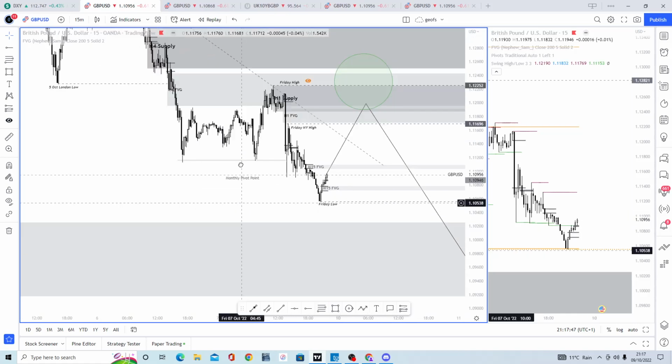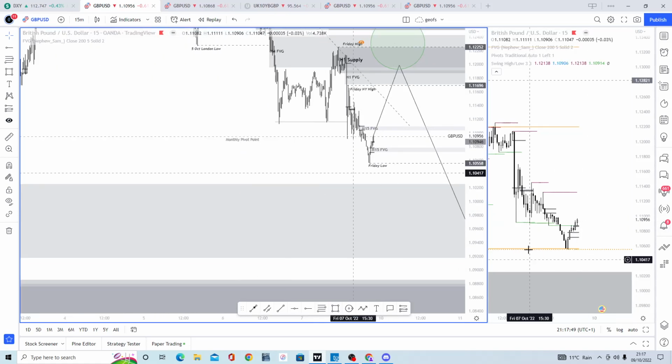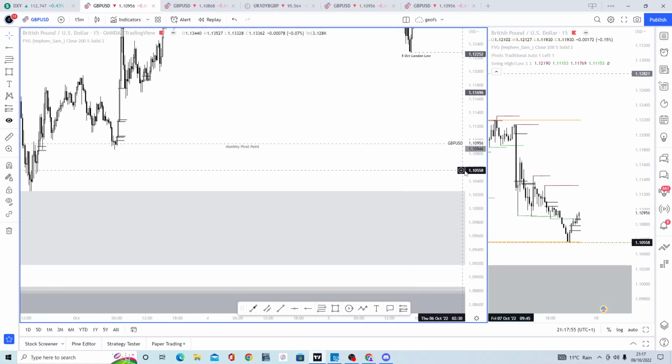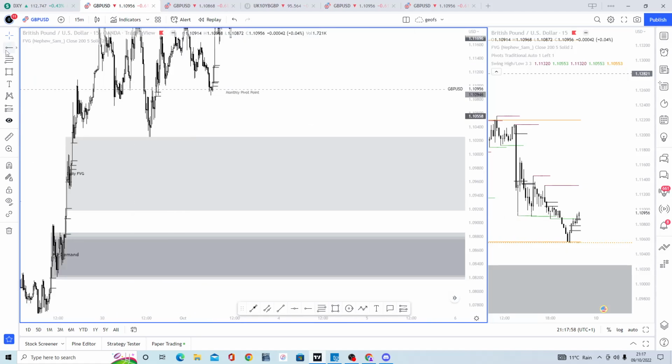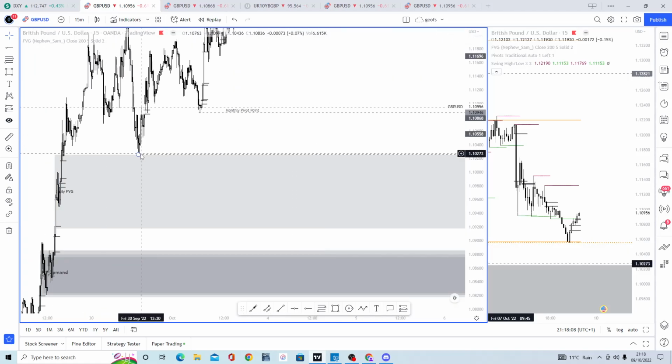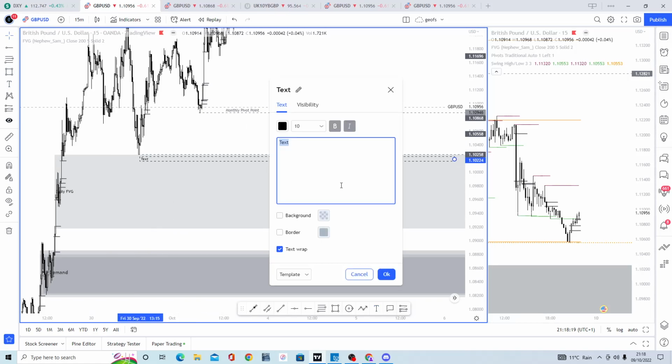Interesting one. Has anyone got any feelings just based on the levels we've marked? What could happen? What have we got here? Lows. Significant low. Okay, very, very significant low. Has this one been broken? Yeah, okay. This is Friday's London low.